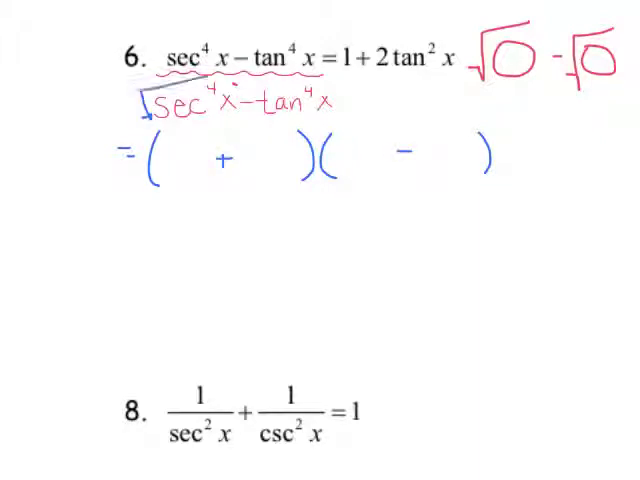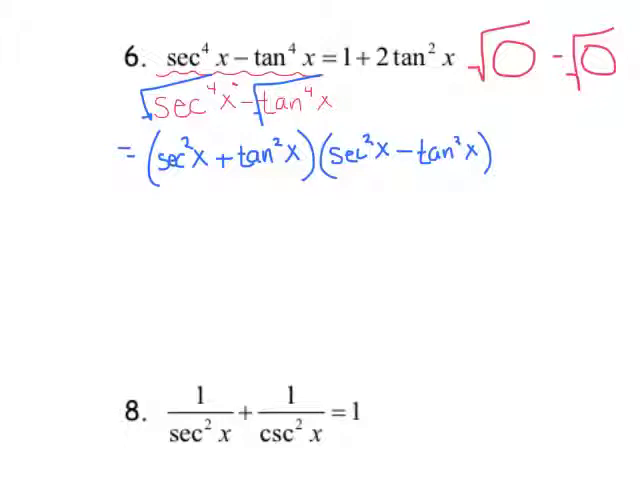So the square root of secant to the fourth is secant squared. And the square root of secant to the fourth is secant squared. So I put it here, and I put it here, and then the square root of tangent to the fourth is tangent squared. So I put that here and here, okay? So this is me taking the difference of squares of secant to the fourth x minus tangent to the fourth x.